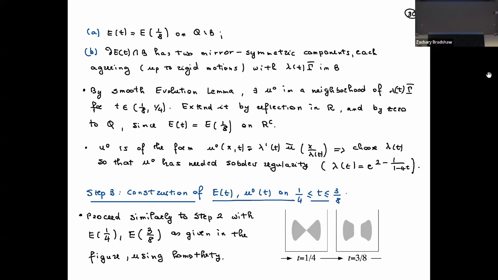But the smooth evolution lemma, I know in the homothetic framework, I know that there exists a U0 that does what I showed you in pictures. And then I extend it by reflection and by 0 to the entire Q. And as I said, U will be obtained by a homothety, so I know exactly how to write it down.